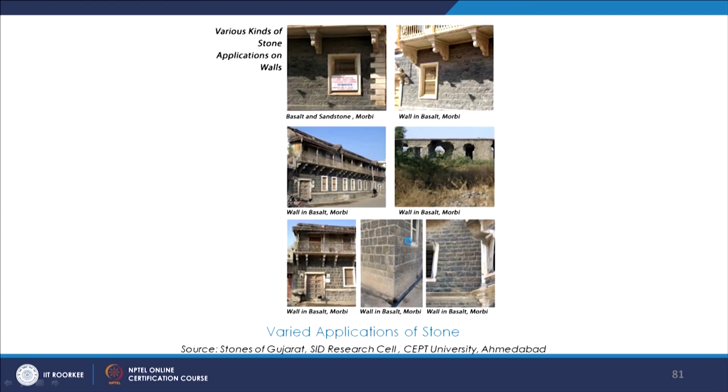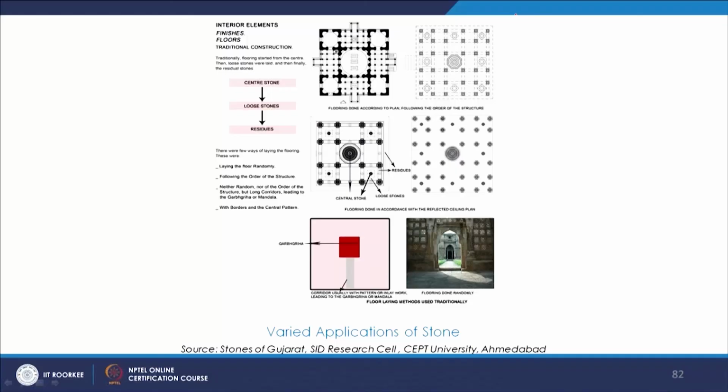Some more examples that we saw on the various kinds of applications on walls. So here we see that, taking wall as a space making element, how stone is applied there in different ways. We also saw this example of stone flooring. This is again the application of stone.